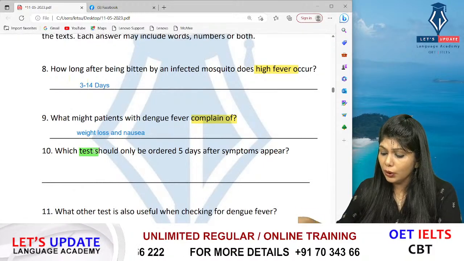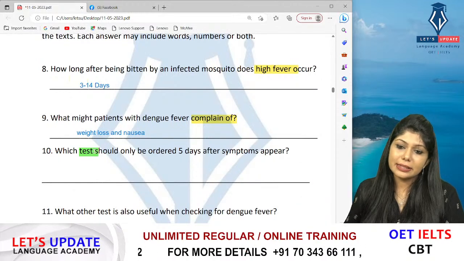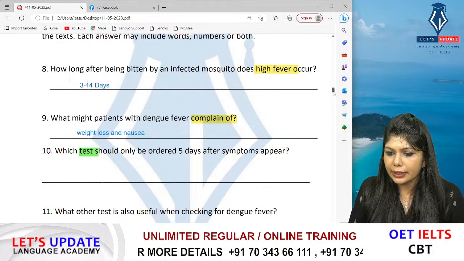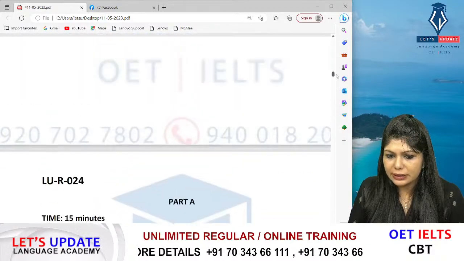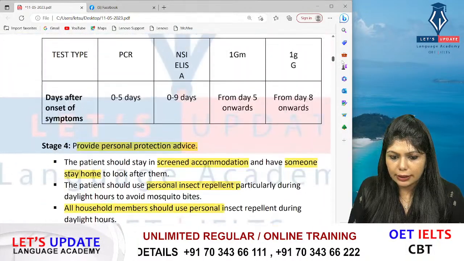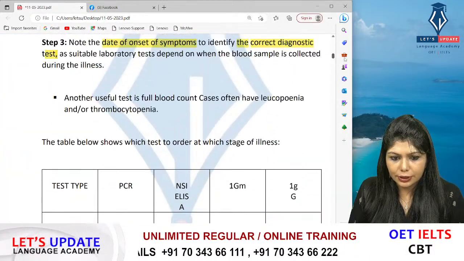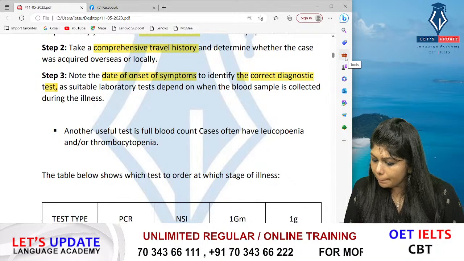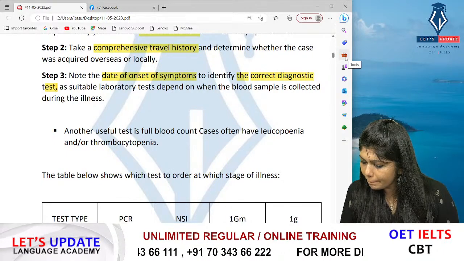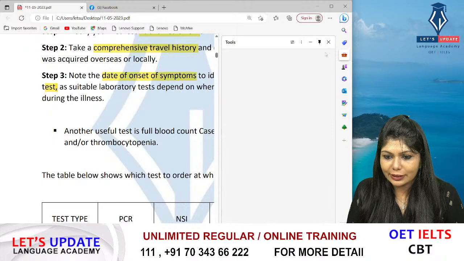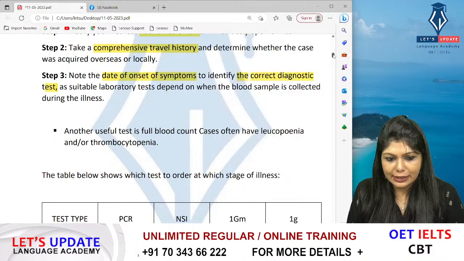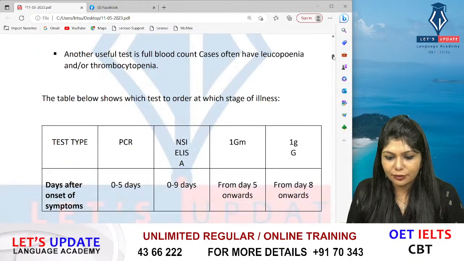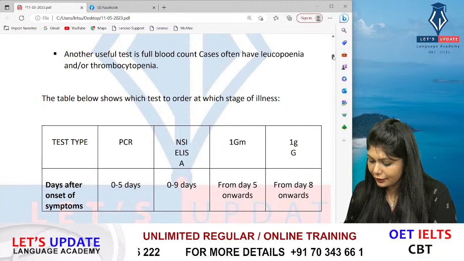Okay, so as I told you, this information about the test, etc. We came across this information in part C, right? Where there was this test and the table, etc. They were talking about the test. Okay, so it is over here that they were talking about the test. The useful tests: full blood count test, etc. So they were talking about this information.